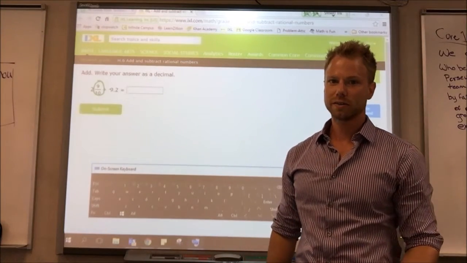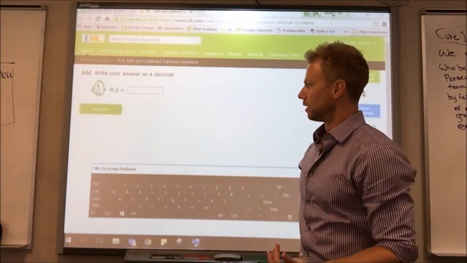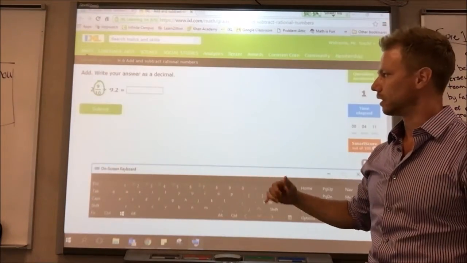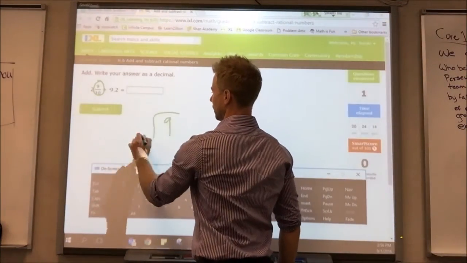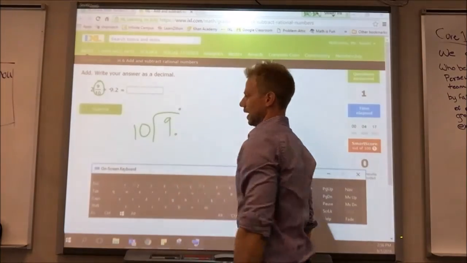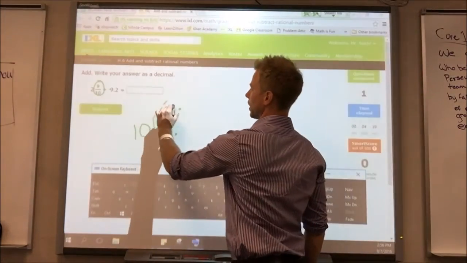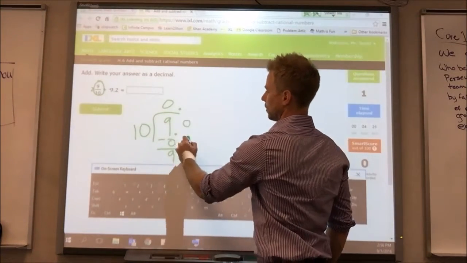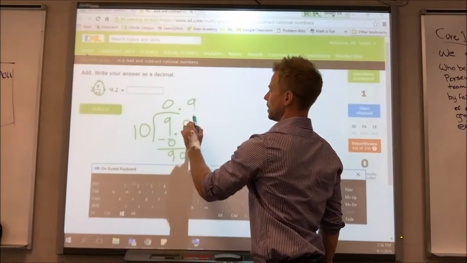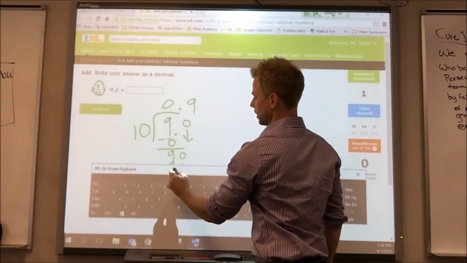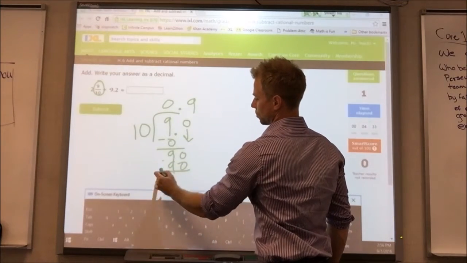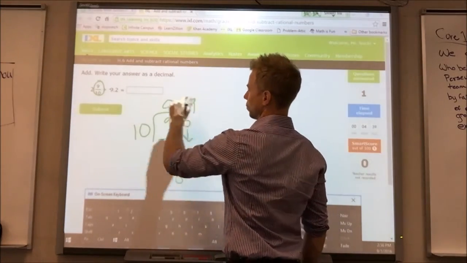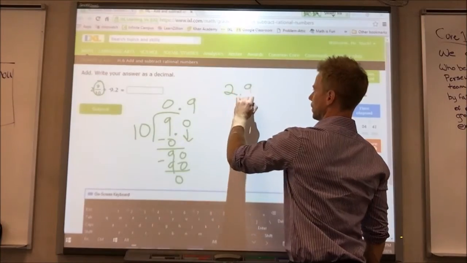Now you might already know that 9/10 is 0.9. If you don't, easiest way to change a fraction to a decimal, you take the top number divided by the bottom number. So we can divide 9 divided by 10. 10 goes into 9 0 times. Multiply, we get 0. Subtract, we get 9. Bring down a 0. 10 goes into 90 9 times. 9 times 10 is 90. Subtract, we get 0. So 9/10 is 0.9, so we can add that to the 2, that becomes 2.9.